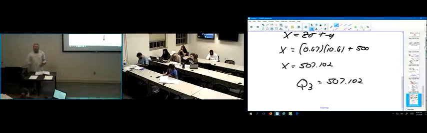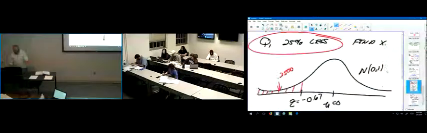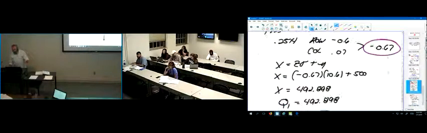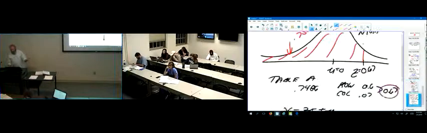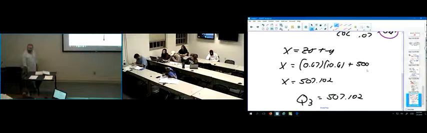And notice, both of those, the 492.898, and your 507.102, they're the same distance from the center, right? You went this way and you went this way.